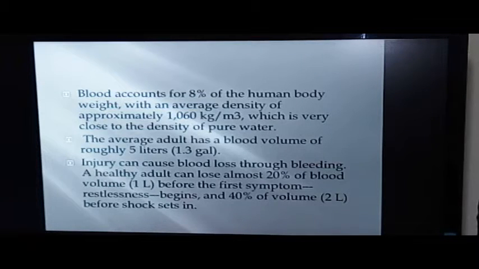Obviously, any injury that causes blood loss, that will change. But a human being can lose almost 20% of their blood, that's about 1 litre, before they notice, really. And they can lose almost 40% of their blood volume, 2 litres, before serious clinical things, a condition called shock, sets in. And we'll look at shock later on.